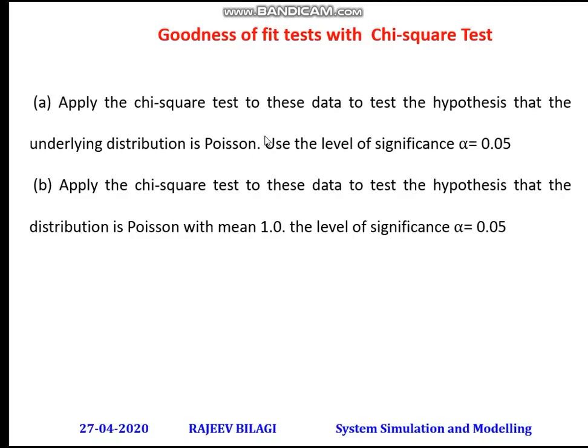Now here in the first case, the data is given and the data distribution is Poisson, but here the alpha value is not given. So that is why, in the Poisson distribution, first you have to find out the alpha value. How?